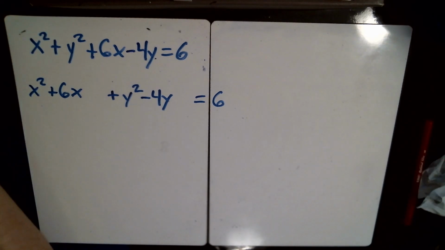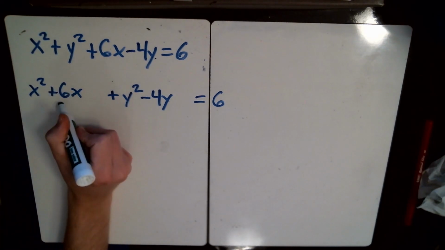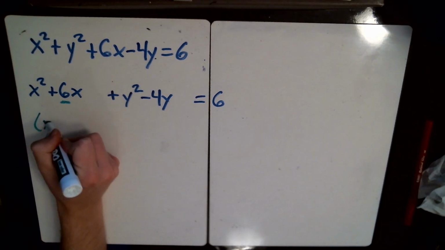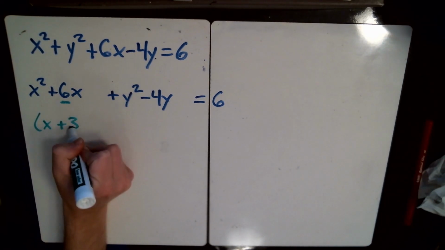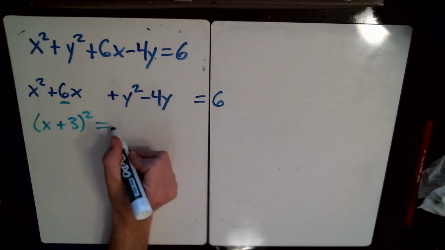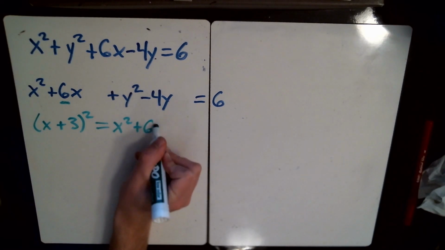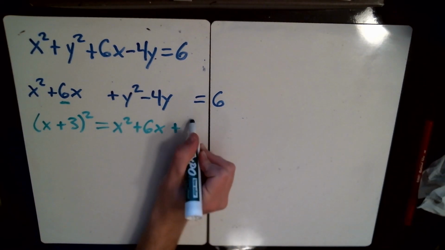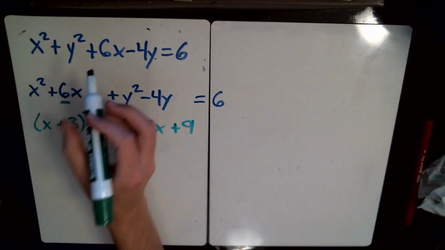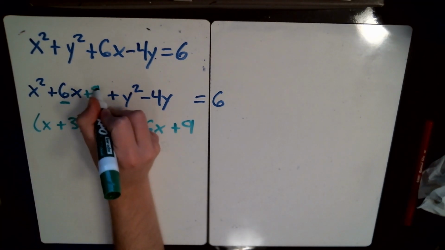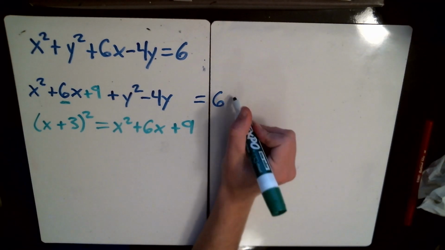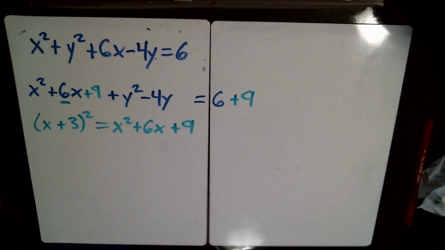Well, we take the number in front of just the variable alone and we divide it by 2. So the square that's going to be close to that will be x plus 3 squared. And when we square it, we get x squared plus 6x, like what we wanted, and then plus 9, right? So I need to add 9 to this to make it a perfect square. But I can't just add 9 to one side. I've got to add it to the other side too. Okay?